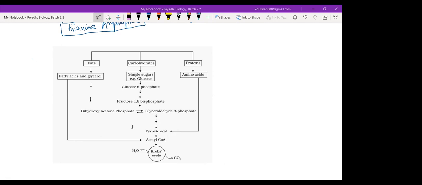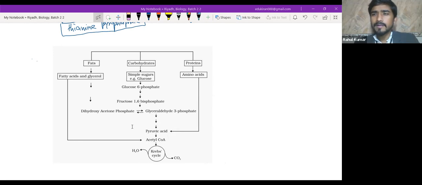Substrate. Both happens in anaerobic. Now you will be a little confused. Why both? Because there is no oxygen. So how is oxidative phosphorylation happening, correct?